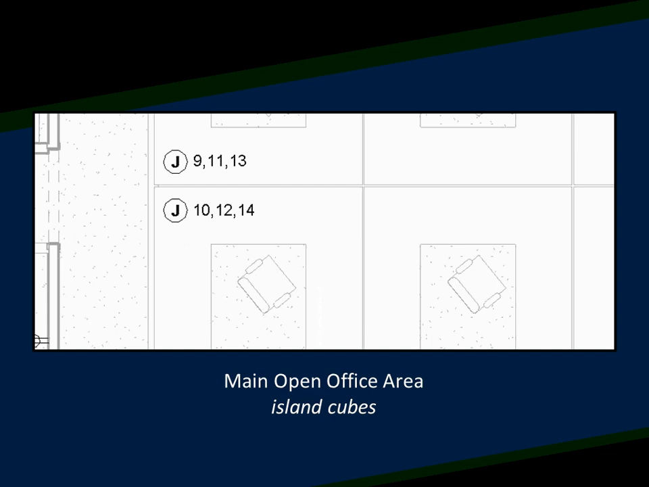And these are our island cubes that were in the main open office. And each one of these just has a three-phase junction box coming out of the floor, or 3 poles. And you'll basically be coming out of the junction box with a snake and running it through the cubes.